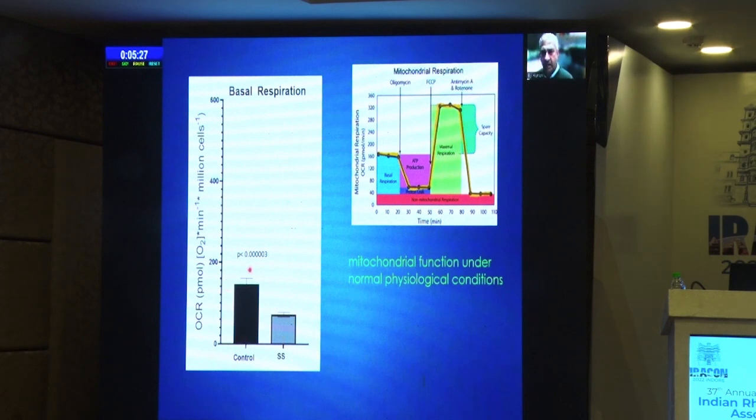The values are expressed as mean plus or minus standard error. It can be seen that the basal respiration, which is the mitochondrial function under normal physiological conditions, is significantly decreased in the Sjogren's syndrome subjects compared to the controls.